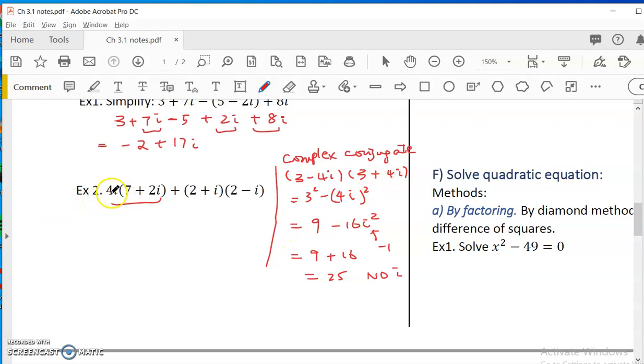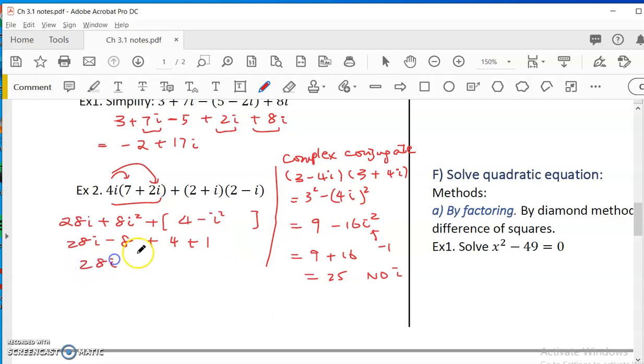So let's try this, but these are not complex conjugates, so you just distribute or FOIL. So this would become 28i plus 8i squared. Remember, if you multiply i and i, it is i squared. Plus, this is a complex conjugate multiplied together. It becomes 4 minus i squared, right? Because (a plus b)(a minus b) is equal to a squared minus b squared. So let's replace all the i squared by negative 1: minus 8 plus 4 plus 1, because i squared is negative 1, minus i squared becomes 1. So I end up having 28i, minus 4 plus 1 is minus 3. We write it as equal to negative 3 plus 28i.